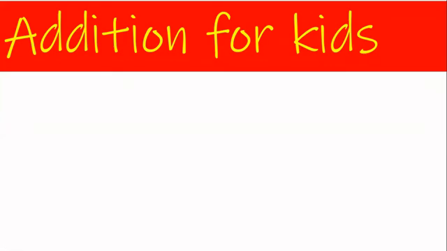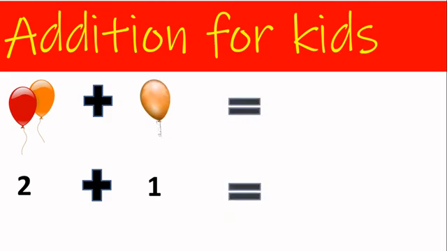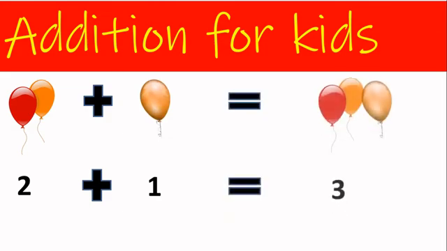In this video, we are going to learn addition. So let's learn addition by counting the number of balloons here. So we have 2 plus 1. We have 2 balloons plus 1 balloon, which is equals to 3. 2 plus 1 gives you 3.